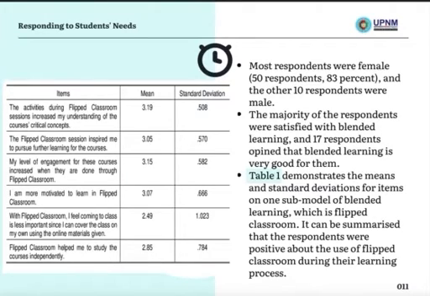Most respondents were female, 50 respondents, or about 83%, and the other 10 respondents were male. The majority of the respondents were satisfied with blended learning, and 17 respondents opined that blended learning is very good for them. So Table 1 is this one here. It shows the mean as well as standard deviation of selected items from the survey. What can be summarized from this table is that the respondents were positive about the use of flipped classroom during their learning process.